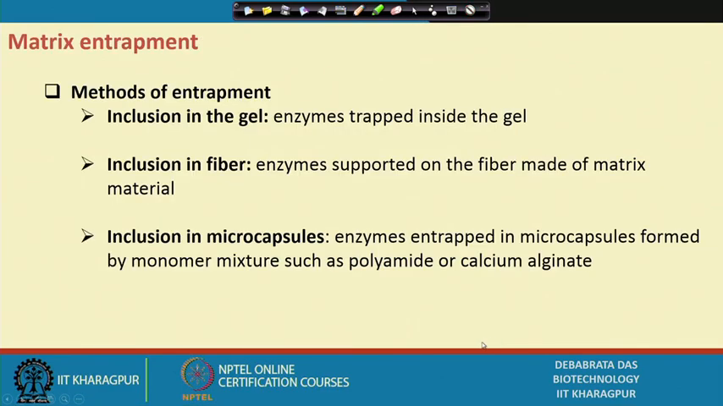Now, there are methods of entrapment. One is inclusion in the gel, where enzymes are entrapped inside the gel. Inclusion in the fiber. Inclusion in the microcapsule. I hope I have explained that. I don't like to spend more time here.